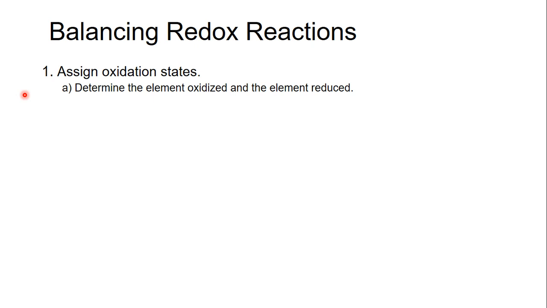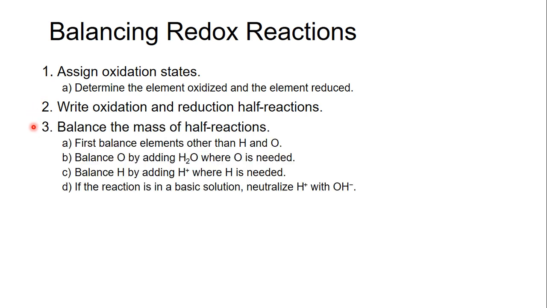And so to balance redox reactions, the first thing you want to do is assign your oxidation states. Then you split your reaction into your oxidation and reduction. Then you balance your elements. So balance anything other than hydrogen and oxygen first. Then if you have oxygens that need to be balanced, do it by adding water. After you've added water and your oxygens are balanced, you need to balance the hydrogens next, and do that by adding H+.